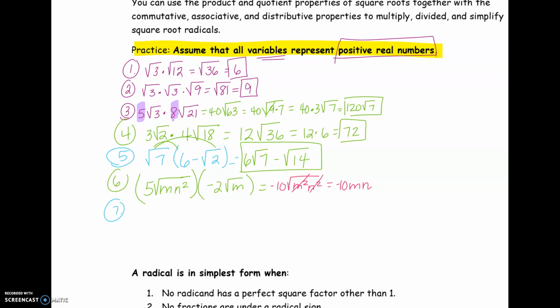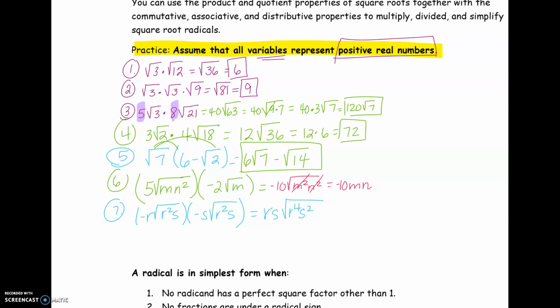All right, number 7. Negative r times the square root of r squared s times negative s times the square root of r squared s. Okay, I'm going to multiply what's on the outside first. Negative times negative is positive. R times s is rs. I'm going to multiply what's under the radical. R squared times r squared is r to the fourth. We add the exponents, and s times s is s squared.